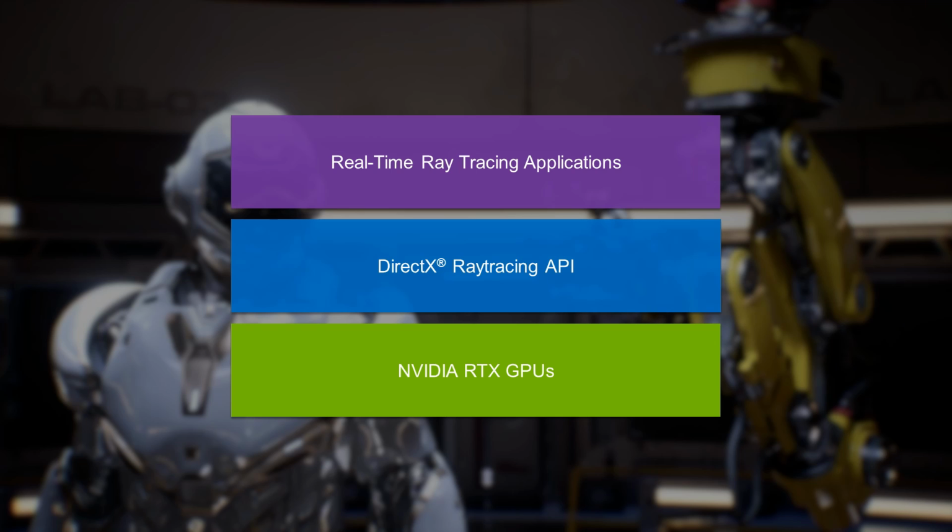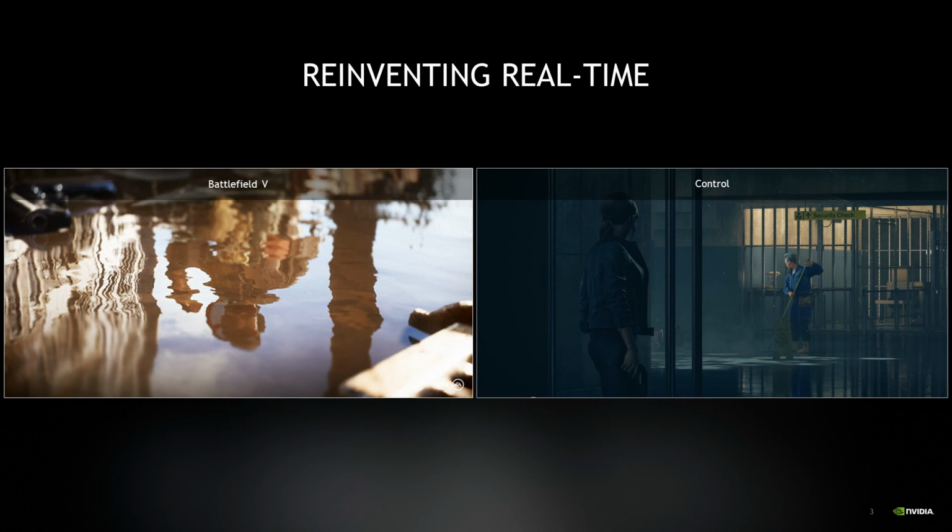This was an inflection point in real-time graphics, making it possible for new games to ship with visual effects that weren't possible before. Since then, games like Battlefield 5, Control, and many others have released with more accurate reflections, shadows, transparencies, and more, all made possible by real-time ray tracing.